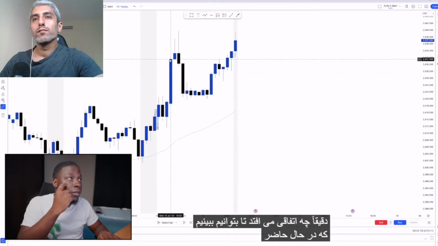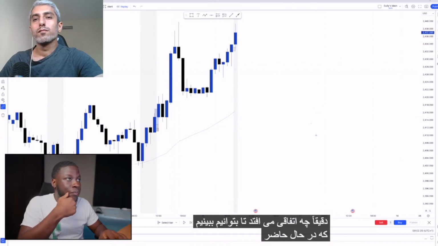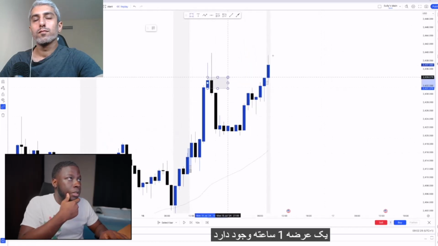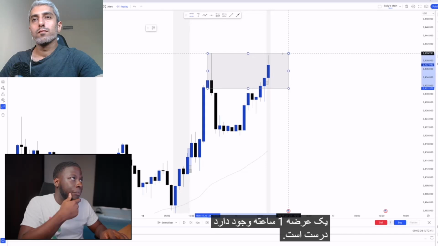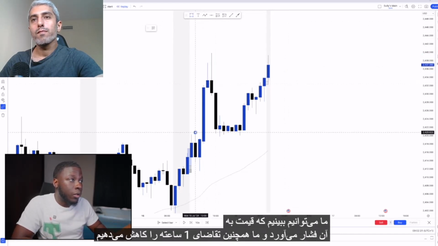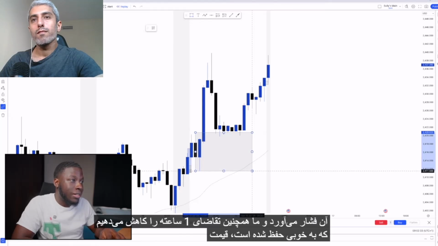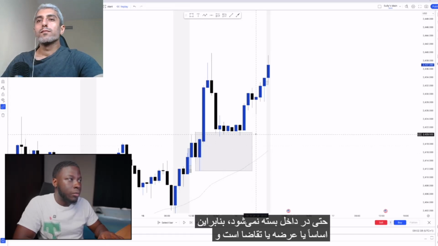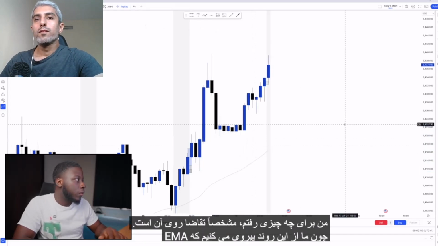So we can see that right now there is a 1 hour supply, right? But we can see that price is pushing through it, and we're also coming off a 1 hour demand as well that held nicely. Price didn't even close within, so it's either the supply or the demand basically. And what did I go for? Obviously the demand zone, because we're following the trend.